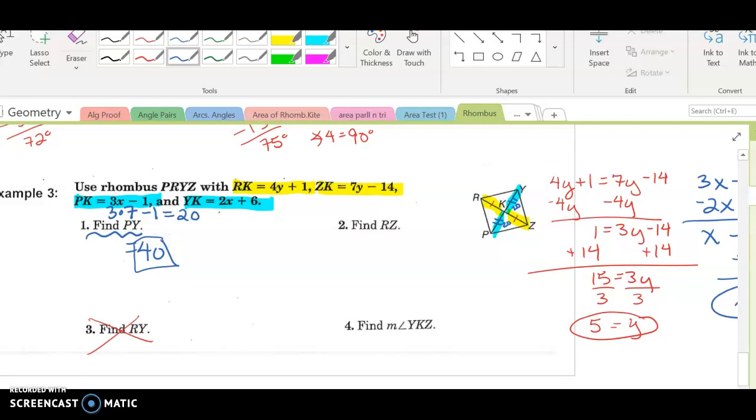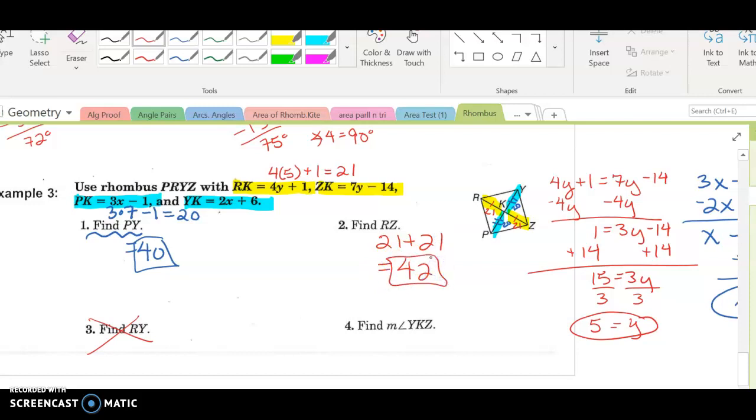Same thing with RZ. They want to know the entire length of that yellow line, so we can just plug in y is 5, so that would be 4 times 5 plus 1, which is 21. Just like before, we know the diagonals are cut into equal pieces, so they would both have to be 21. I don't even have to plug it in on ZK, although I would get 21. So this comes out to 21 plus 21, which is 42.